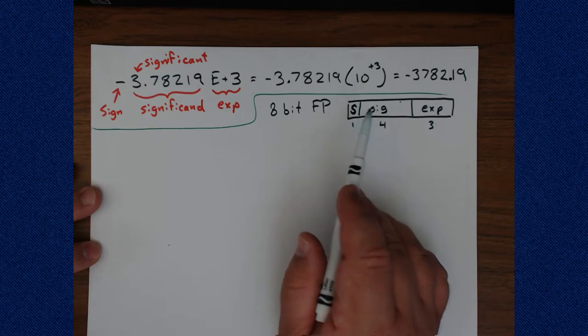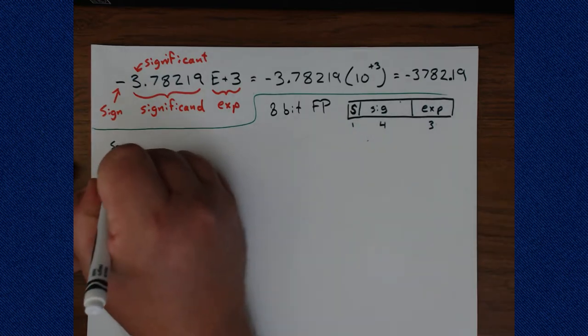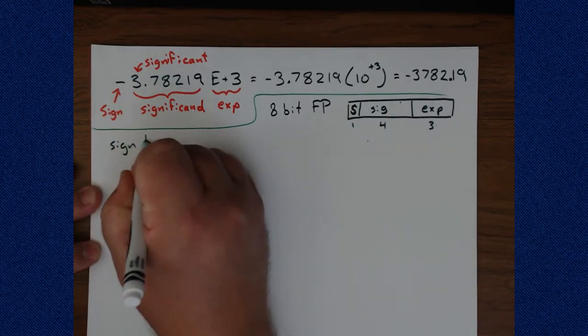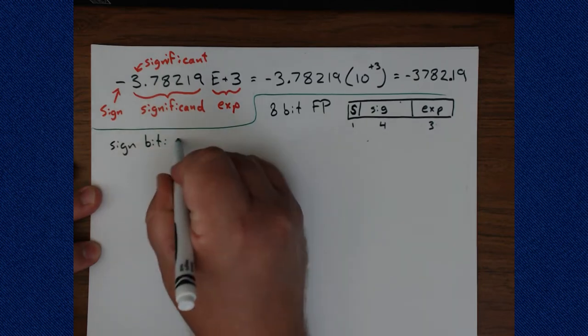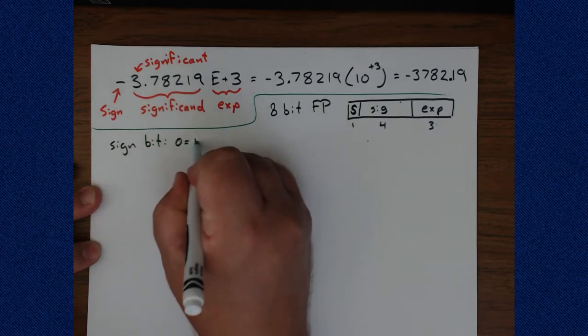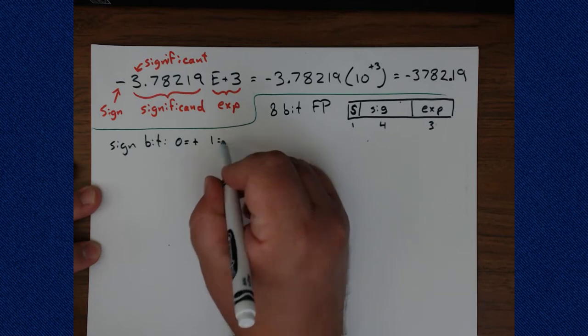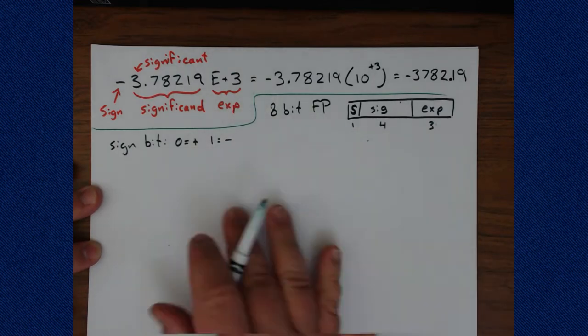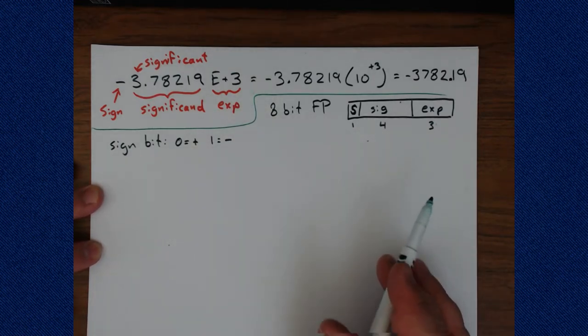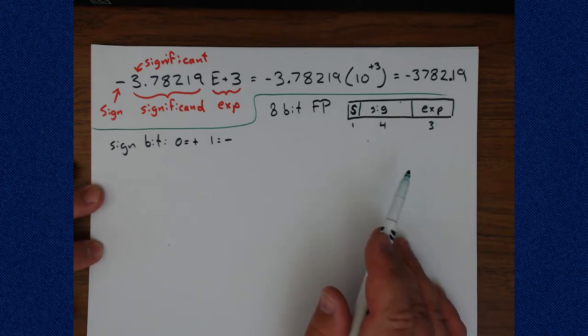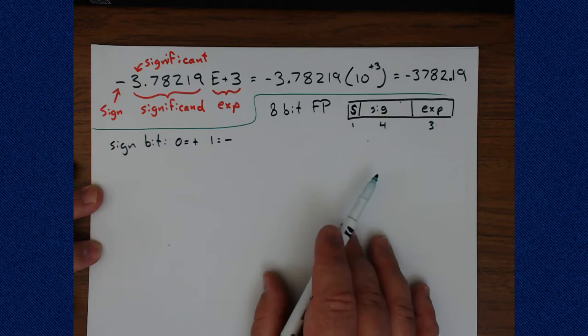So with the sign bit, we still have something very familiar, right? With the sign bit, we're looking at 0 meaning positive and 1 meaning negative. We don't have to, but that's probably what we'll do because we're so used to the sign bit having those 2 values represent those particular meanings.